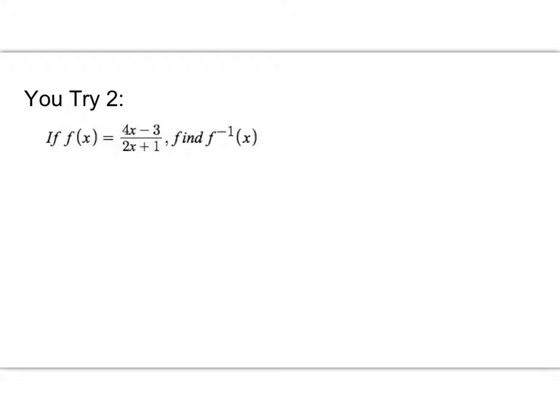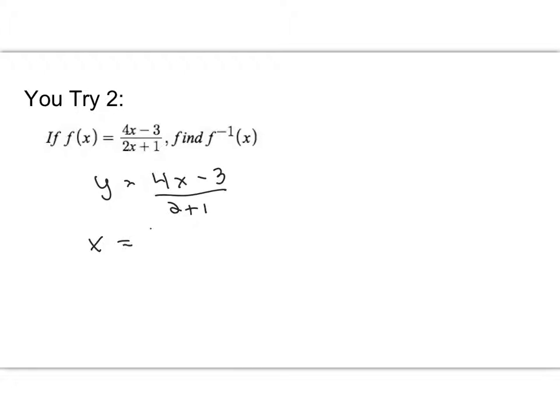All right, here's one for you to try. Pause the video. When you're ready, check your answer. Okay, so this was a little mean, but it is a one-to-one function. If I were to graph this, it's a rational function that is one-to-one. So let's solve it. y equals (4x minus 3) over (2x plus 1).